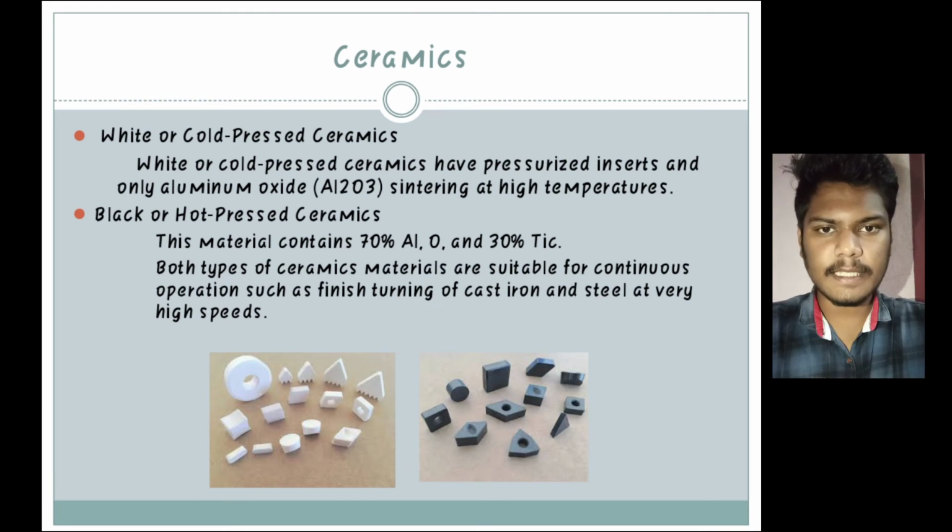Black or hot pressed ceramics. This material contains 70% of aluminum oxide and 30% of titanium carbide. Both types of ceramic materials can be used for continuous operations such as finish turning of cast iron and steel at a very high speed.